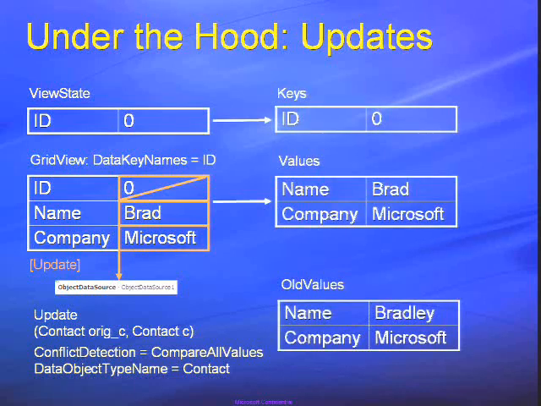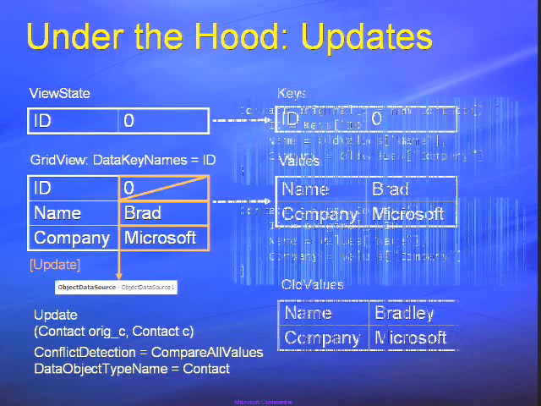So what actually happens is the grid extracts all the values from either view state or from the inputs that the user typed in, and it creates a set of dictionaries that it hands off to the object data source. It puts all the original key values that were in DataKeyNames in the keys dictionary. It extracts original values that were rendered into an old values dictionary, and it extracts new values from the input fields into a values dictionary. So it creates these 3 dictionaries, and it gives them to the object data source and says, go update.